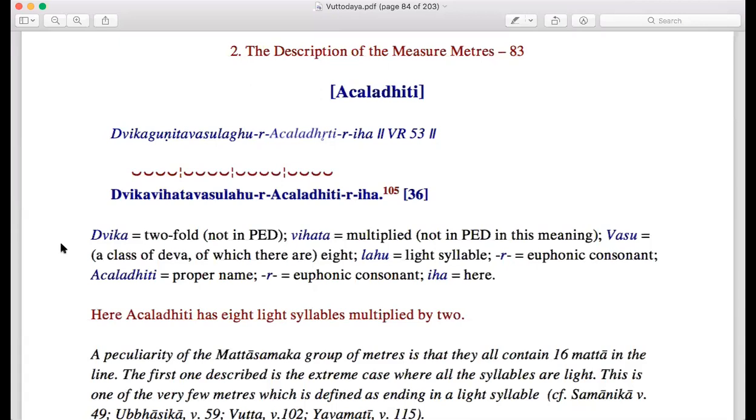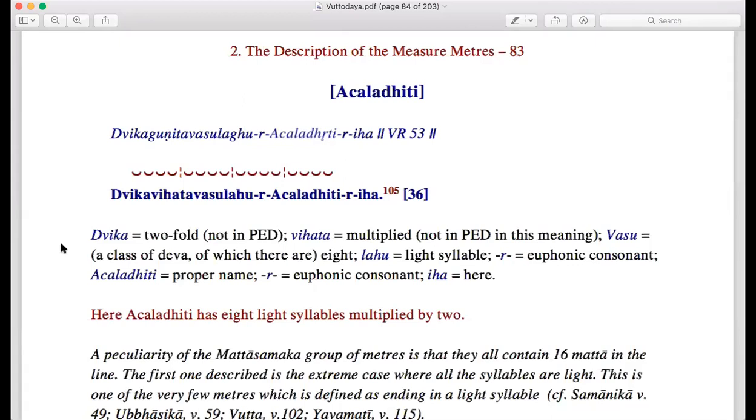So that is the translation given in the Burmese traditional books. So it is also correct, because we are now in our tradition, because Vuttodaya is something included in our tradition. So we can interpret like that also. However, I prefer the Sanskrit interpretation.